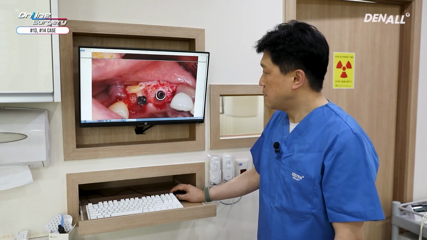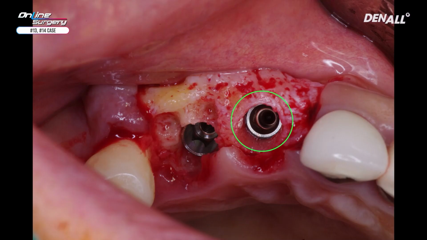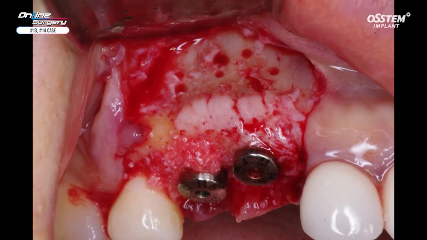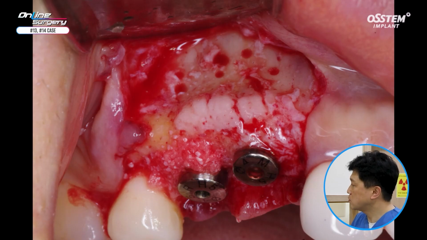Implants were placed in number 13, 3.5 diameter, and in number 14, 4.0 diameter implants were placed. TS3 were placed. Cortical bone perforation was performed. On top of this, bone grafting was done to regenerate the bone. I do not believe we need to do this up to the top. The healing abutments were connected.